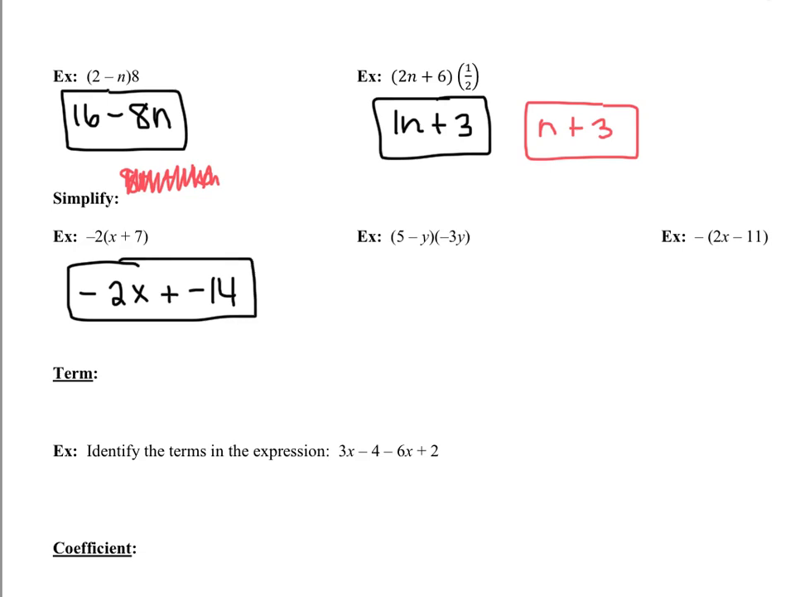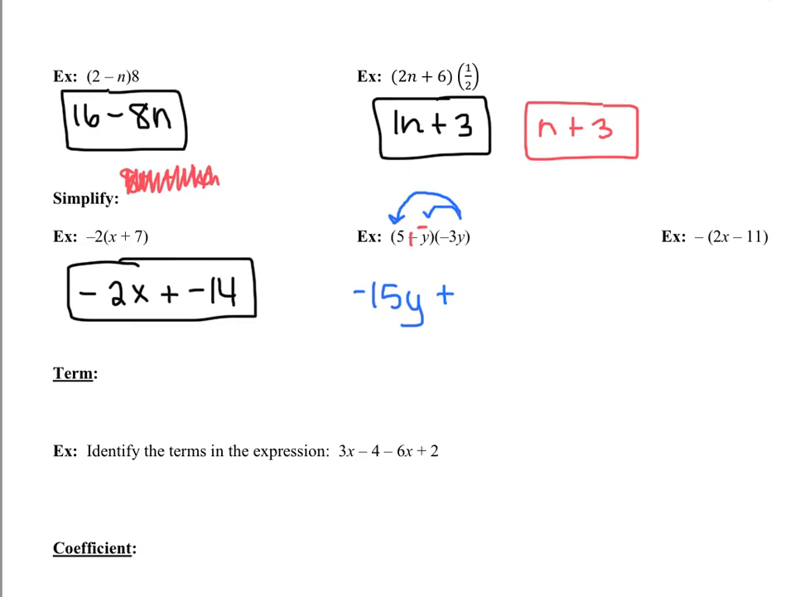On the next one, before I start, I'm actually going to change 5 minus y to 5 plus negative y. And now I'm ready to distribute, so I'm going to multiply negative 3y times 5. That would give me negative 15y. I've changed the operation to plus, so I'm going to bring down a plus sign.